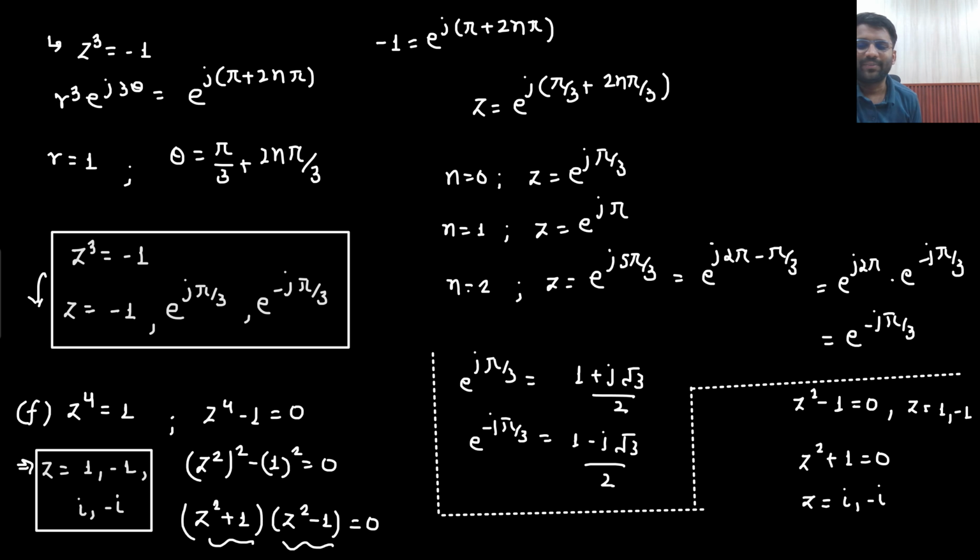Now what is the other way of solving it? Z to the power 4 equals 1. What am I saying? I don't know what is happening today. Z to the power 4 equals 1.